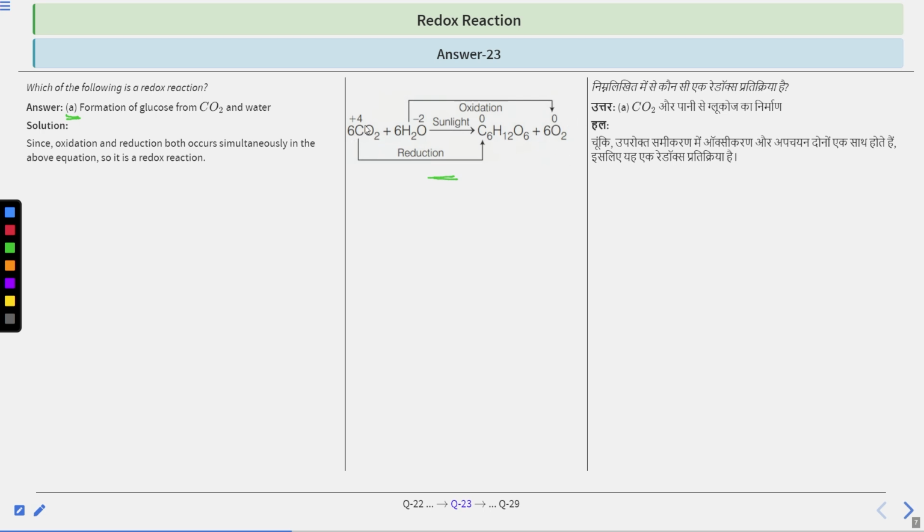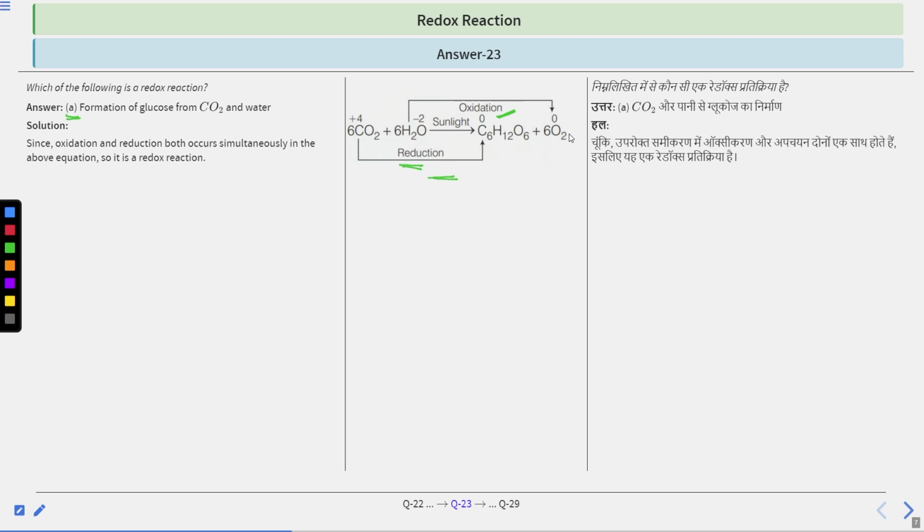In CO2, carbon is in the plus 4 oxidation state, and it is reduced to carbon in the zero oxidation state in glucose. So this is the reduction happening here. And in H2O, oxygen is in the minus 2 state, but it goes to zero oxidation number in the O2 molecule. So the oxidation number is increasing. That means oxidation is happening in this process.